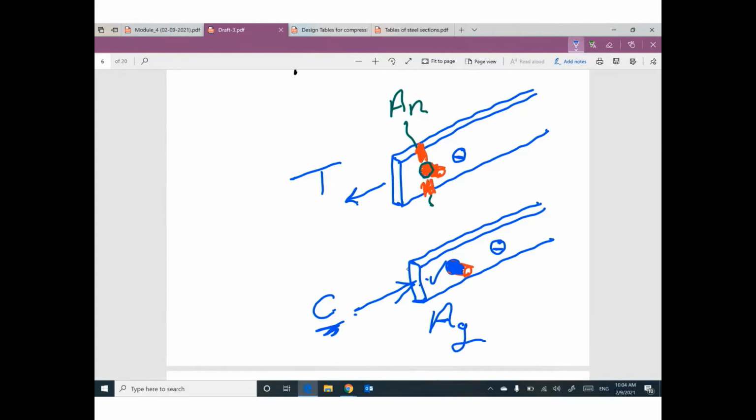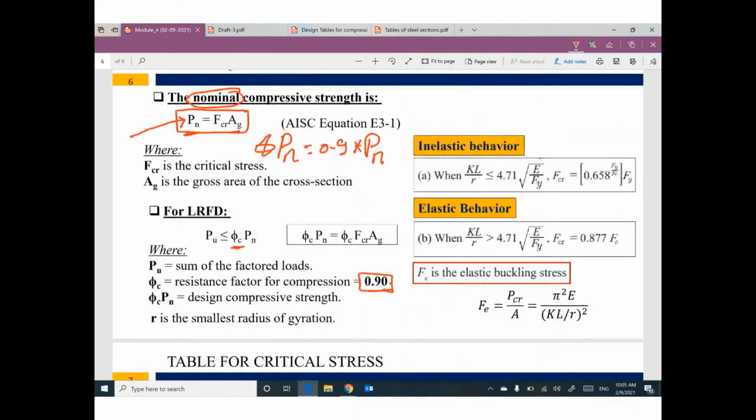You will say, hey, we have hole. Yeah, I understand, but this hole is filled with a bolt. And this compression load can be supported with this filled bolt. So we have only one scenario using area gross. We don't have area net or area effective in the case of member under compression.